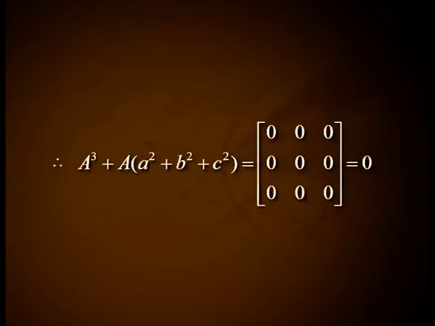Therefore, A³ + A(a² + b² + c²) is equal to the matrix with all zero entries, which is equal to 0. Hence, the given matrix satisfies its characteristic equation. Thus, the Cayley-Hamilton theorem is verified.